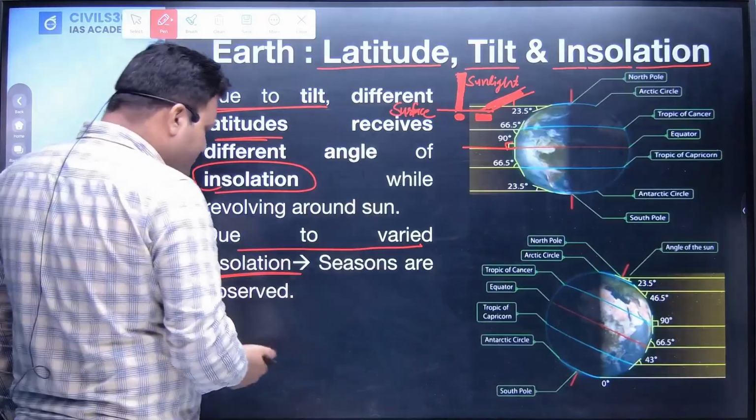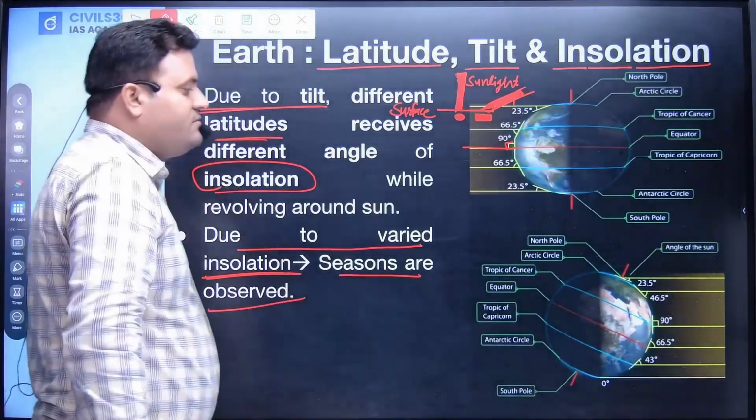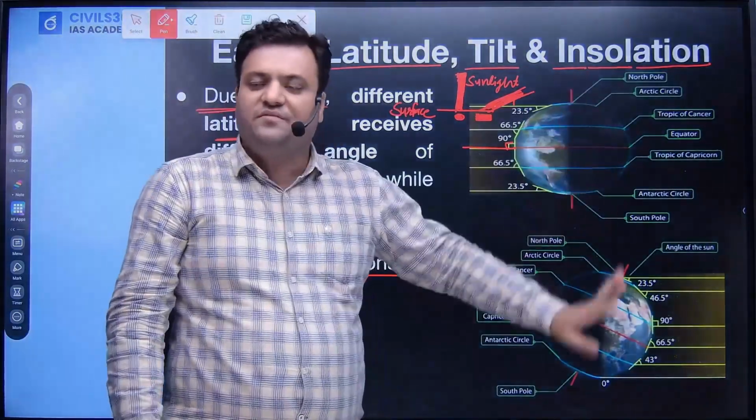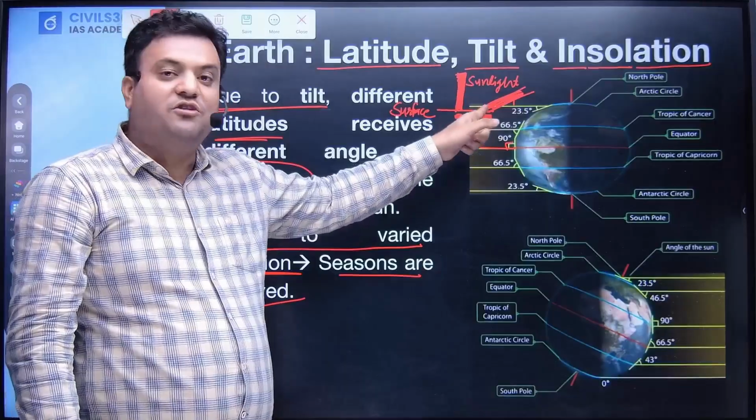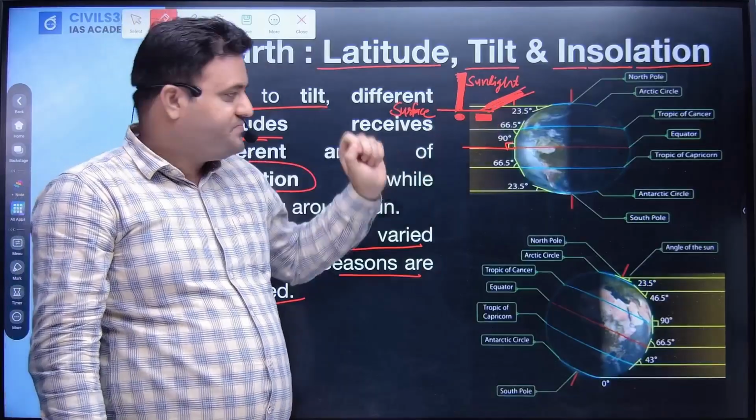So due to varied insolation, seasons are observed. It's because of this varied insolation that we have seasons. This is the contextual reference of summer, and this is the contextual reference of winter.